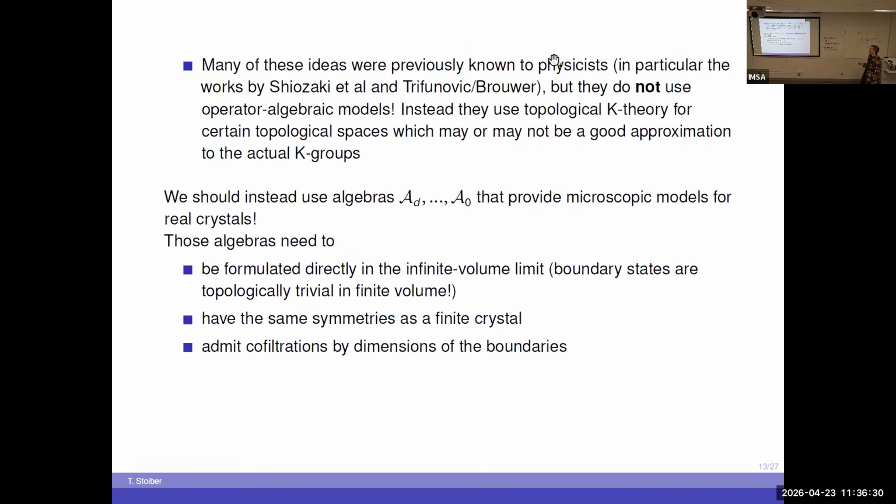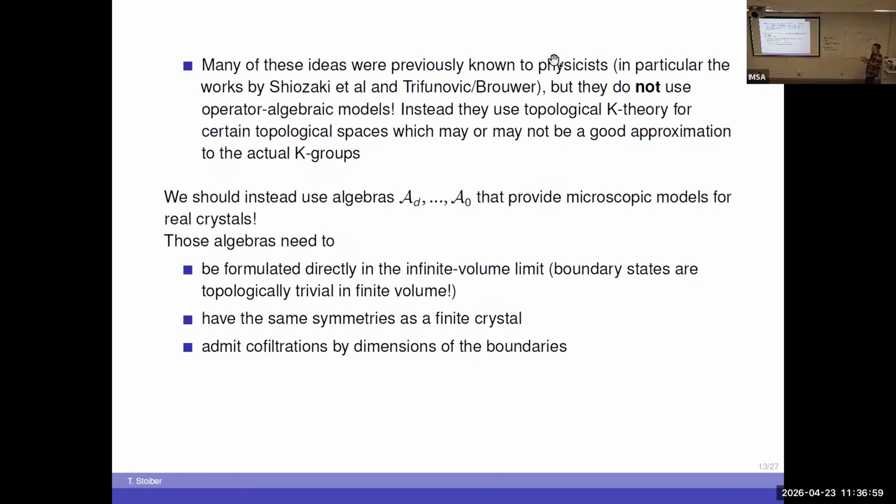Because these algebras, in principle, need to have many properties. They need to live in the infinite volume limit of a crystal. The problem in K-theory is always that when you're working in finite volume, all boundary states are trivial because you're dealing with just a finite dimensional algebra. So what you really need is something which lives directly in infinite volume. But at the same time, we need something which has the same symmetries as a finite crystal.